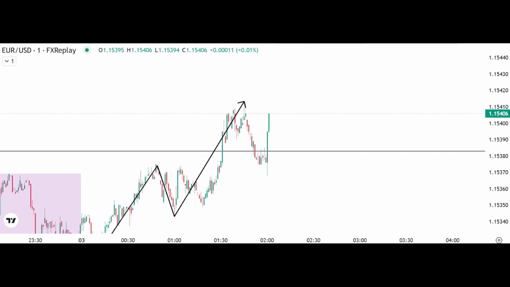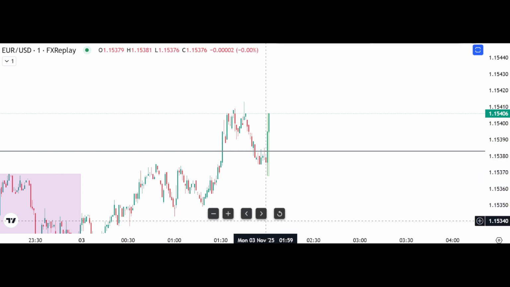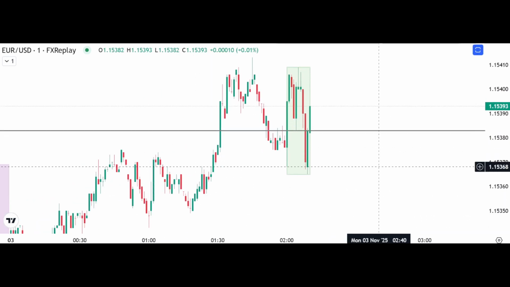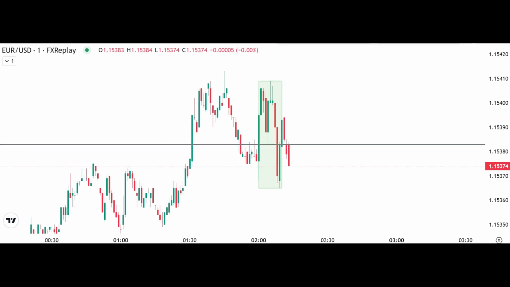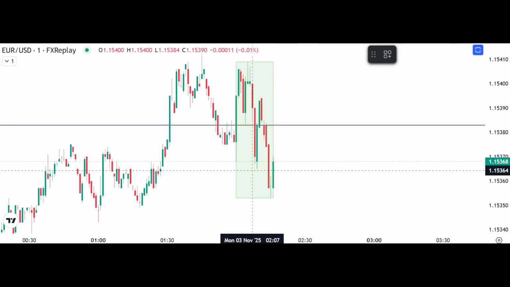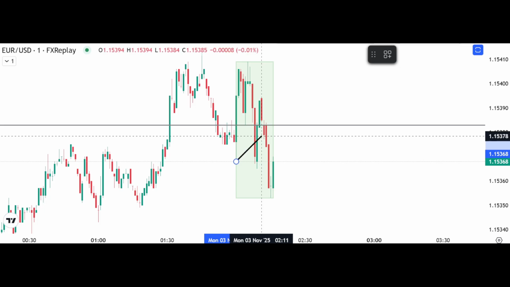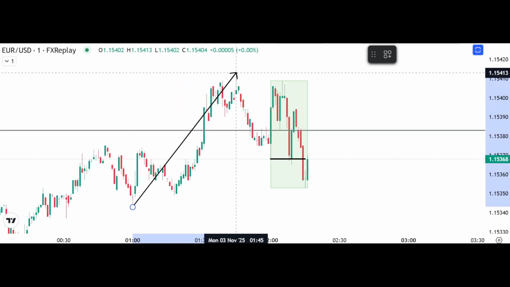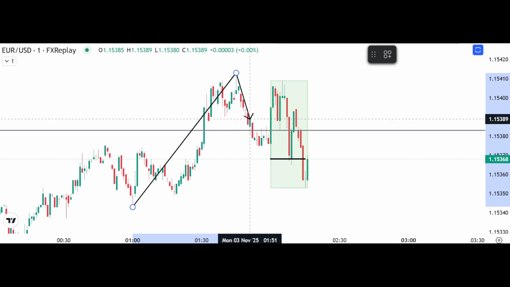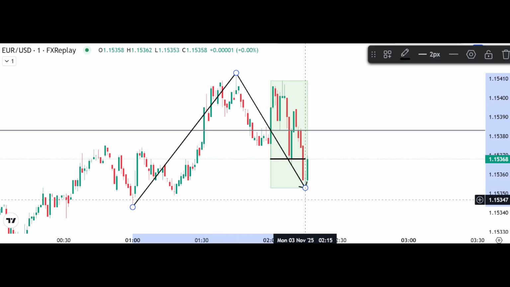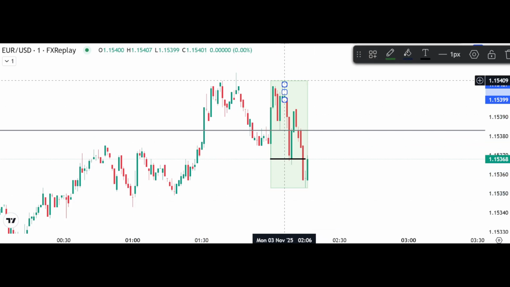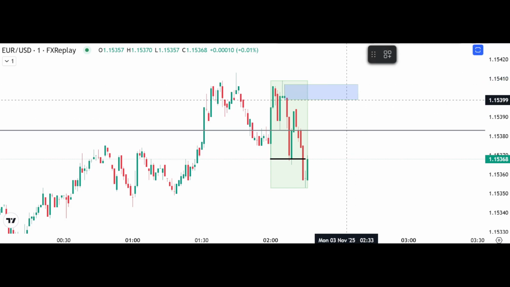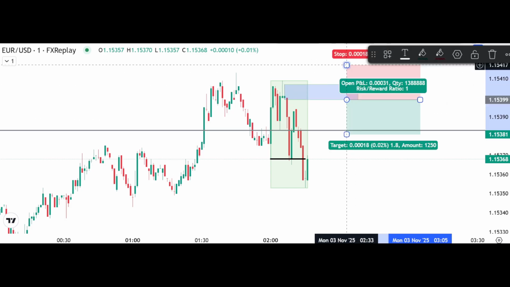Let's wait for a change of character. We have our first change of character over here. As you can see, this is the low, this is the high, and this is the lower high and the lower low, which means this point of interest is a valid supply zone that we can enter.